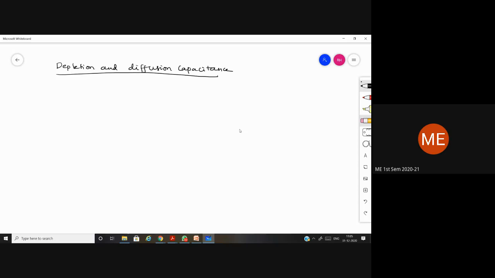So in the depletion and diffusion capacitance, the depletion capacitance is going to be exhibited by the diode under reverse bias condition. Diffusion capacitance is a capacitance which is going to be exhibited by the diode under forward bias condition. So I've already explained how we are going to compare the diffusion and depletion capacitance with a capacitor.